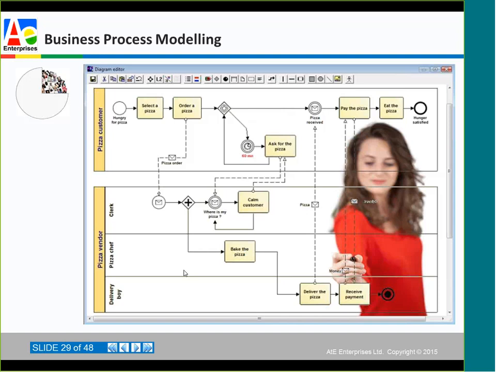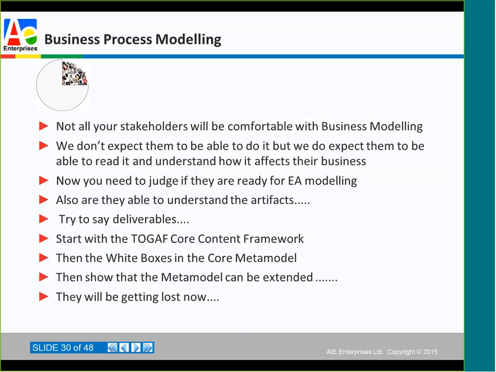Now, when you start to do that, and you say, right, they're ready, don't throw the big content meta model at them. That's the last thing you do. You might say, oh, we're going to take you on a journey to learn about this. And you might go, no, you're not, right? And so start with a small core content framework meta model. The white boxes that we call them in the TOGAF core meta model. Start with those. And then show, as they become comfortable with that, how the meta model can be extended. Otherwise they'll get lost.